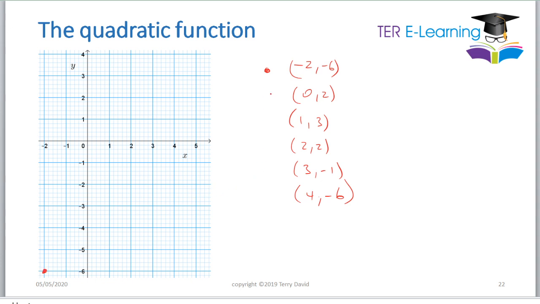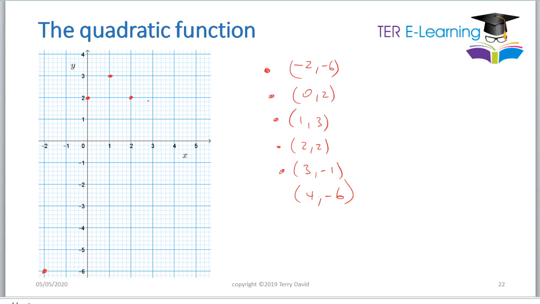The next point we're going to plot is (0, 2). So (0, 2) is somewhere here. Then we're going to plot (1, 3). So (1, 3) is this point here. Then we're going to plot (2, 2). So (2, 2) is this.